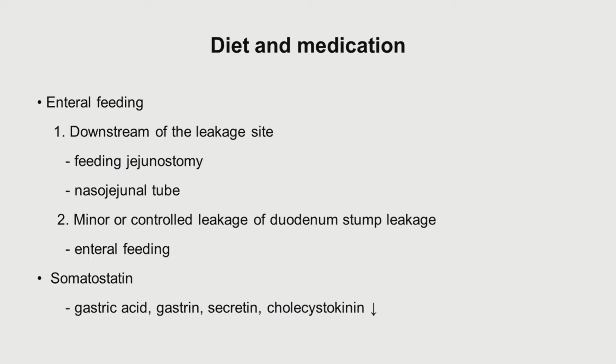For enteral feeding, feeding jejunostomy or a nasojejunal tube positioned at the downstream of the leakage site should be considered. If the leakage is minor or controlled, enteral feeding could be done, especially in case of duodenal stump leakage. Somatostatin reduces secretion of gastric acid, gastrin, secretin, cholecystokinin, etc., and could be useful in healing.